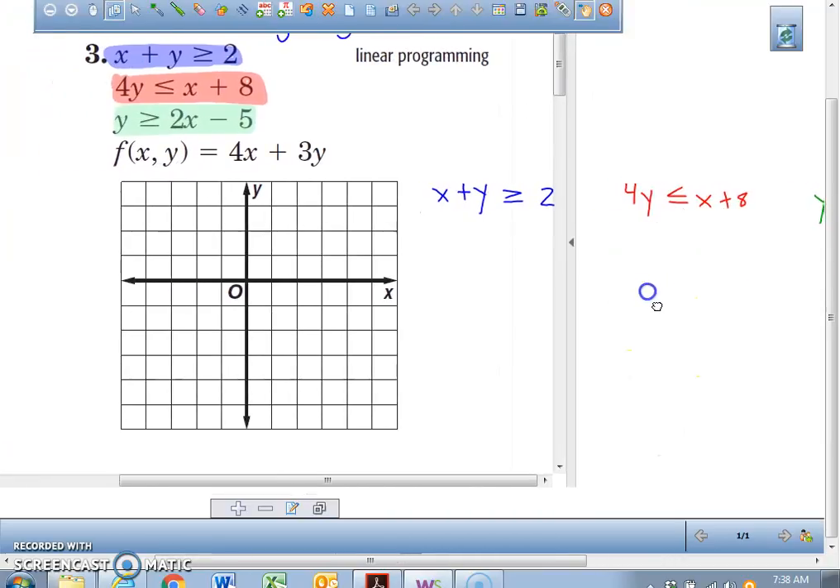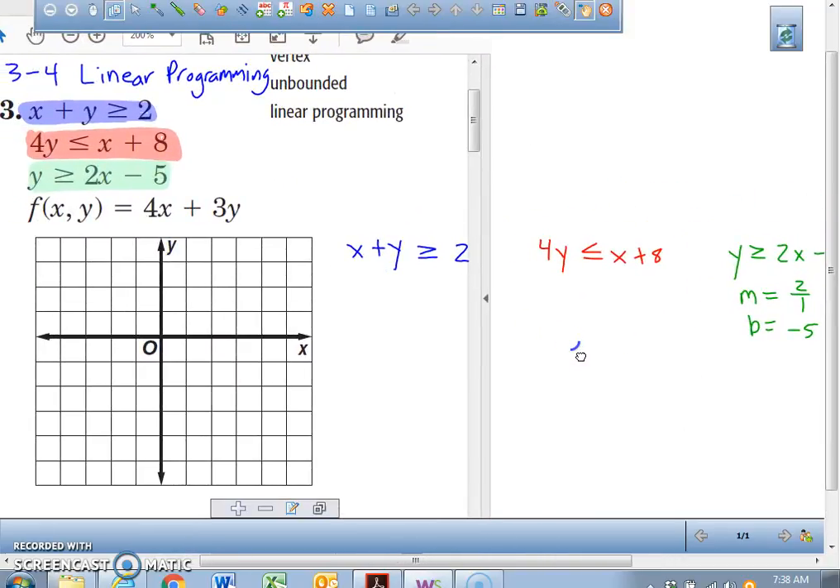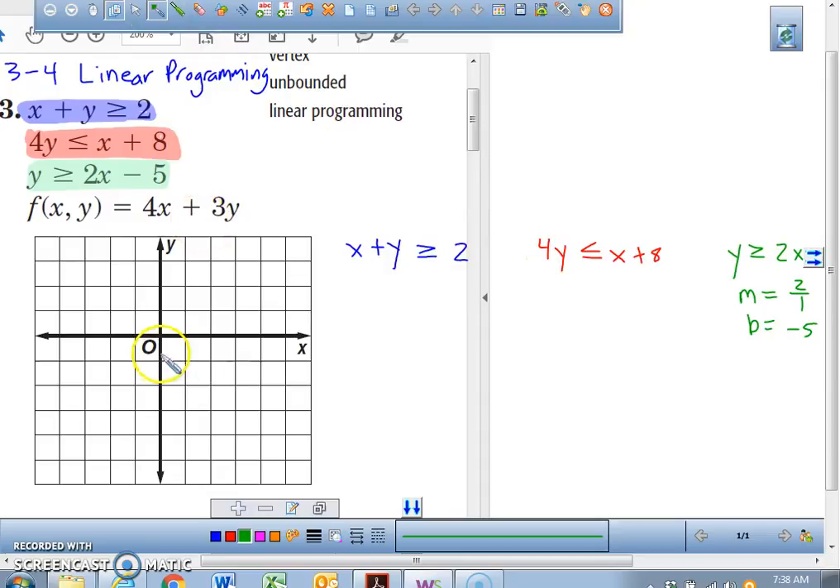Now, what are we first going to plot, Nick? That's right. We're going to go down here and plot 1, 2, 3, 4, 5. Put a point right there. Now, how do we apply a slope of 2? Up 2 over 1. Good job. Up 2 over 1, up 2 over 1.